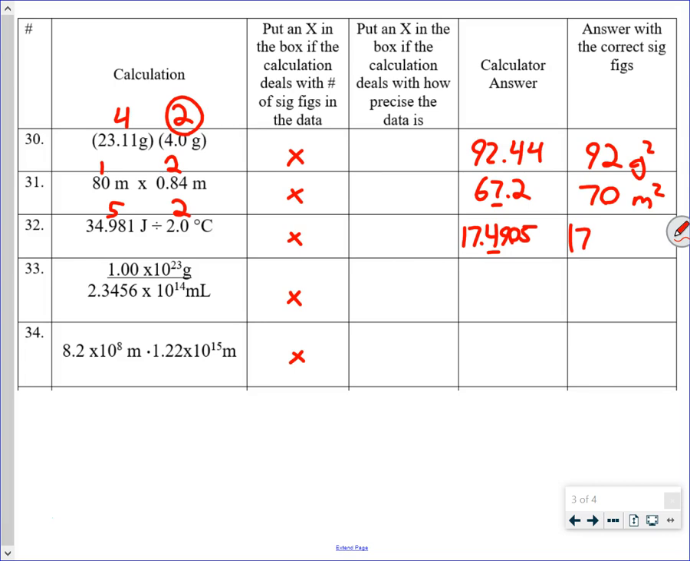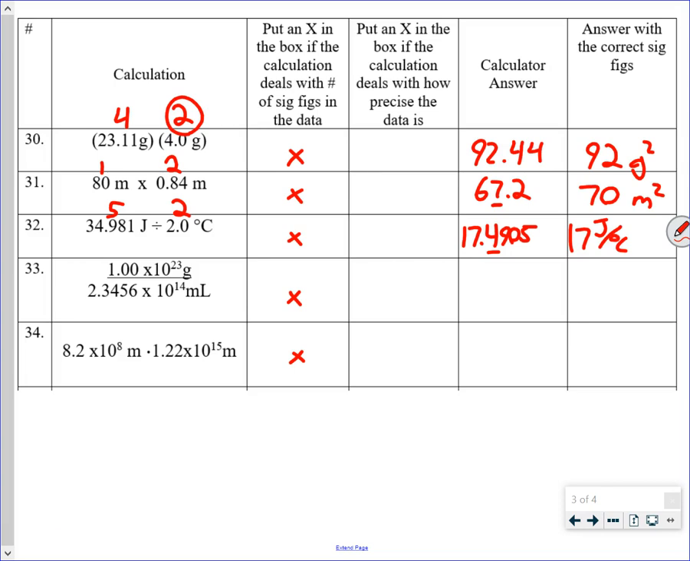When we divide units, we simply use a division symbol in our label. So this is joules per degree C. Okay, so that's the general process for multiplication.